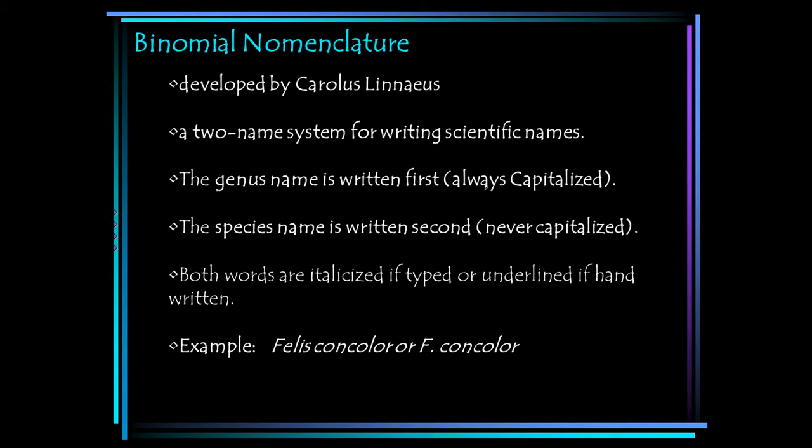For example, Felis concolor, or F. concolor, is the name of the cats that we saw in those previous slides. This way, no matter where you are in a region, if you refer to the organism by its scientific name, then you know you're talking about the same thing. So in Felis concolor, which is the genus and which part of that is the species? If we go by the rules set up for us up here, Felis is the genus, it's capitalized. Concolor is the species, it's not capitalized.